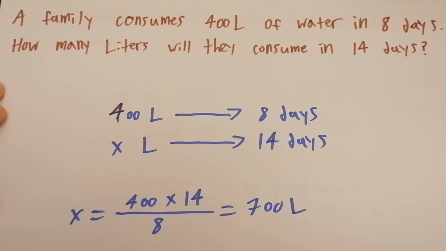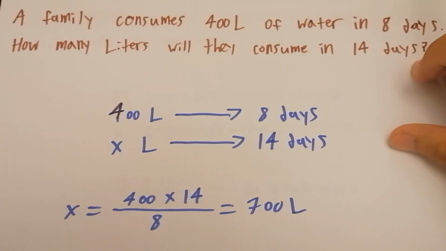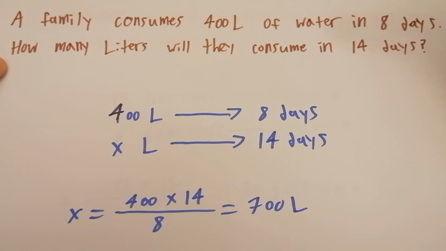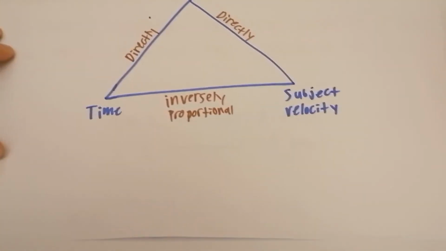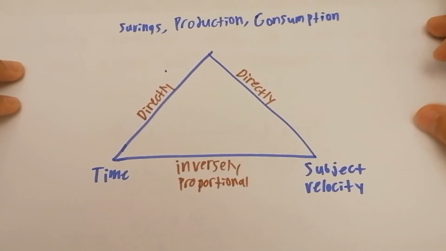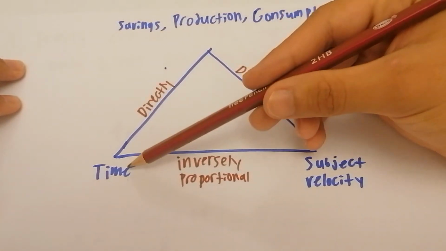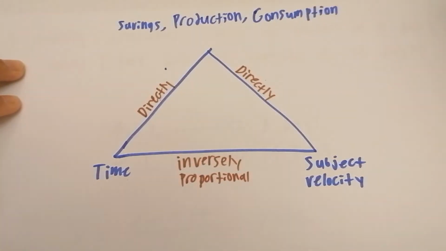A family consumes 400 liters of water in 8 days. How many liters will they consume in 14 days? Now, we can observe a relation between consumption and time. If we go back to the triangle, a relation between consumption and time indicates a direct proportion.